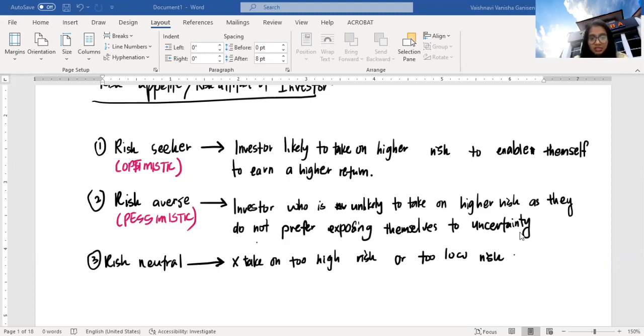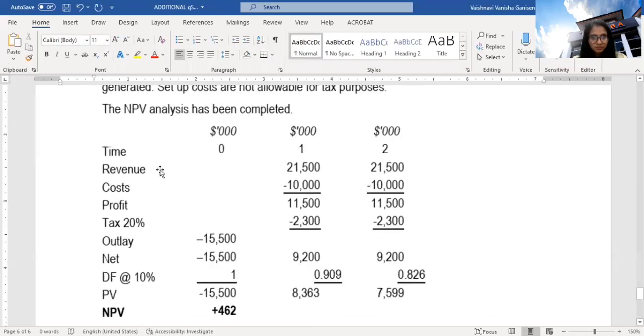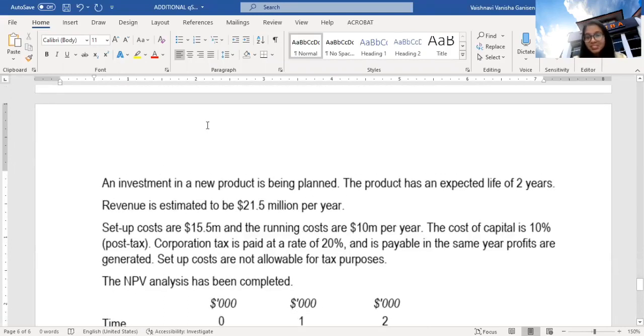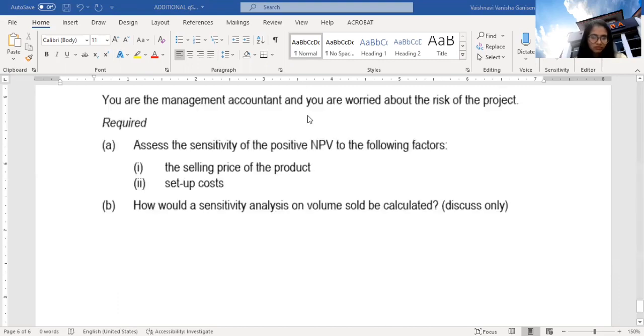Let's look at the question, the additional questions. Okay. Hold on. Okay. Let me share my screen, guys. So look at the new question. Okay, let me see whether I'm sharing the right screen. Additional questions. Okay, here.